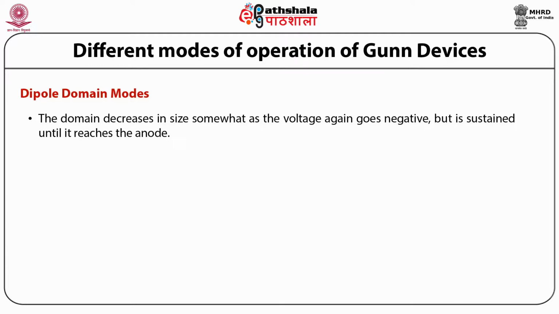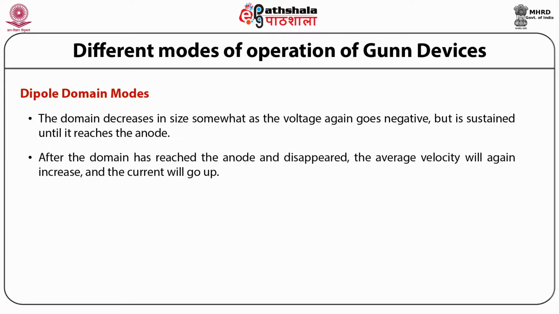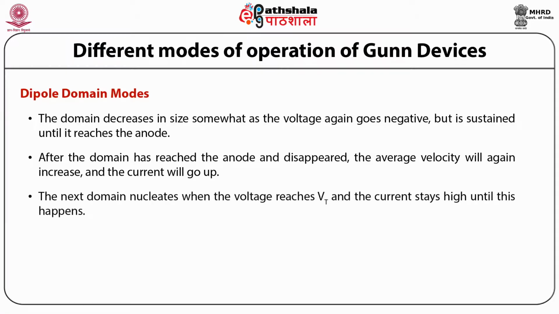The domain decreases in size somewhat as the voltage again goes negative, but it is sustained until it reaches the anode. The device current is given by the velocity of the carriers outside the domain. This current decreases as the domain develops. After the domain has reached the anode and disappeared, the average velocity will again increase and the current will go up. So the next domain nucleates when the voltage reaches Vt and the current stays high until this happens.